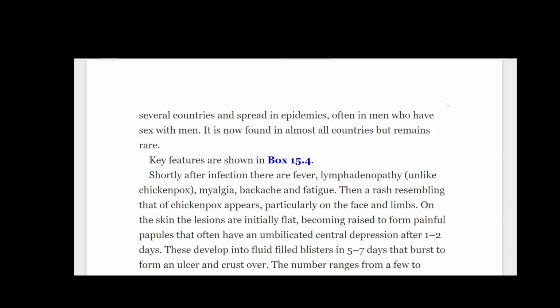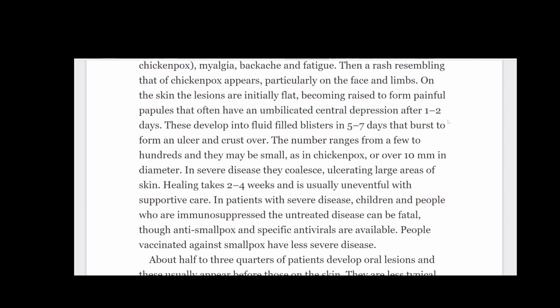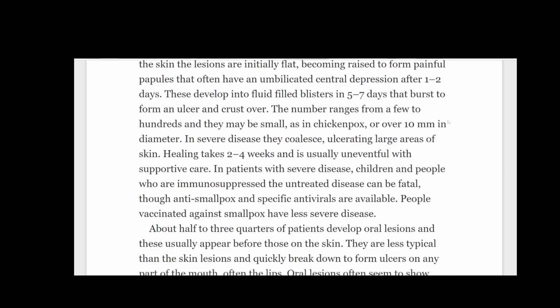These develop into fluid-filled blisters in 5 to 7 days that burst to form an ulcer and crust over. The number ranges from a few to hundreds, and they may be small, as in chickenpox, or over 10 mm in diameter. In severe disease they coalesce, ulcerating large areas of skin. Healing takes 2 to 4 weeks and is usually uneventful with supportive care. In patients with severe disease, children and people who are immunosuppressed, the untreated disease can be fatal, though anti-smallpox and specific antivirals are available. People vaccinated against smallpox have less severe disease.